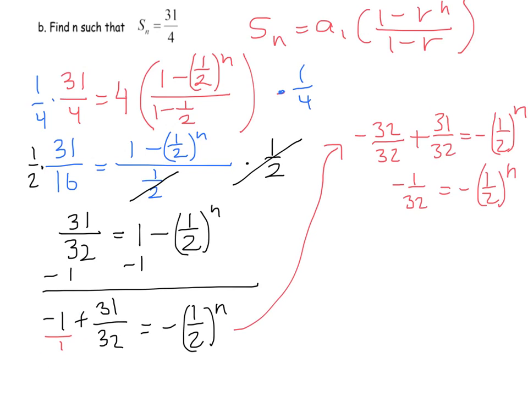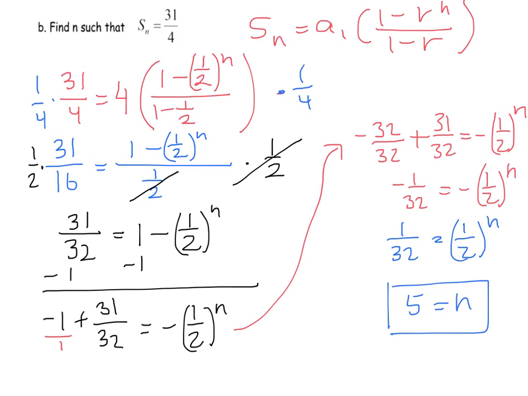Then if I divide by negative 1, I get 1 over 32 equals 1 over 2 to the nth power. So n is going to be 5 because 1/2 to the 5th power gives me 1 over 32. So the sum of the first 5 terms of the same series is 31/4.